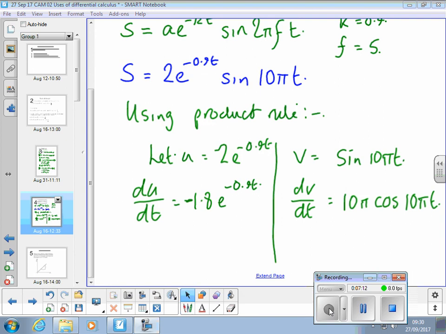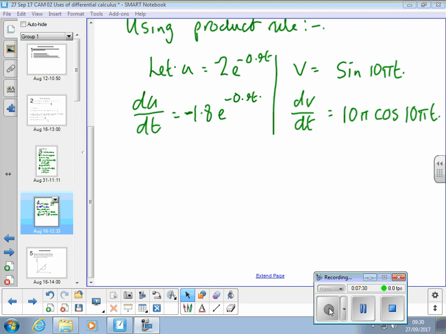Yeah, so they're the first steps in the process of using the product rule. Let u equal one of the functions, let v equal the other, and differentiate those two functions. So then we put that into the product rule to find ds by dt. So what's the first thing in product rule?